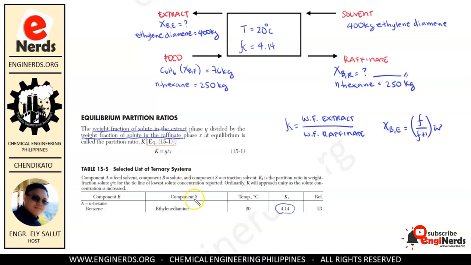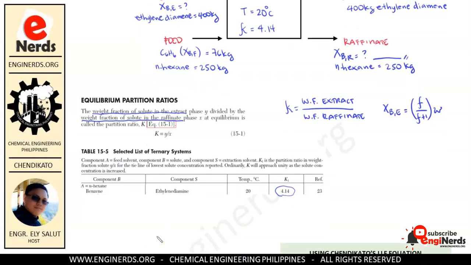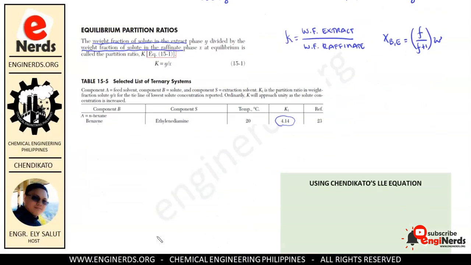But before that, let us answer this using our normal procedure that is used in computing for the LLE. Okay, so let's begin. We know the value of our K, which is equal to 4.14. This is at 20 degrees Celsius. And this is equal to, as per the handbook, yi over xi, which is the mass fraction in the extract and the mass fraction in the raffinate. So, that is our partition ratio.